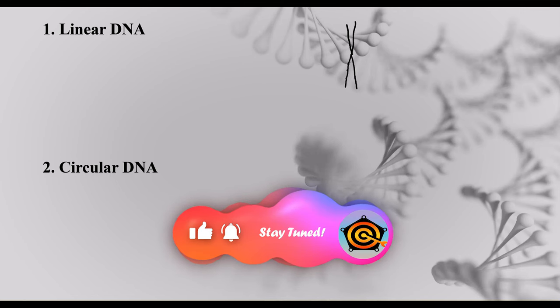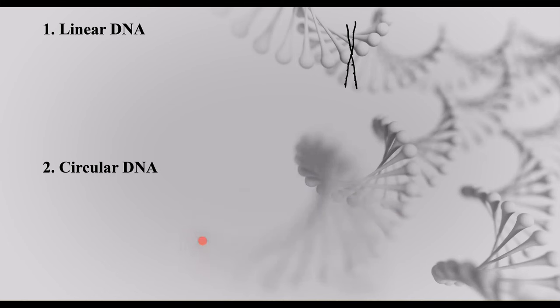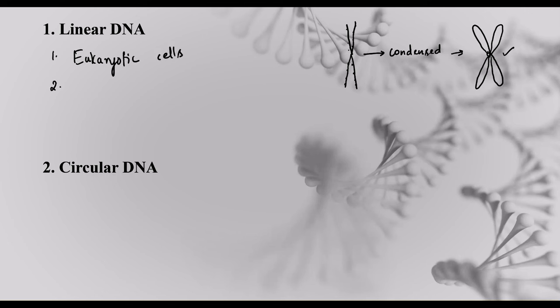We have already seen the structure of chromatin, right? It consists of a protein called histones. When this gets condensed, it will look like this. This consists of a double helix. The first thing about linear DNA is that it is found in the nuclei of eukaryotic cells. The second thing is that it has free ends. See the ends here, it is free. It has free ends.